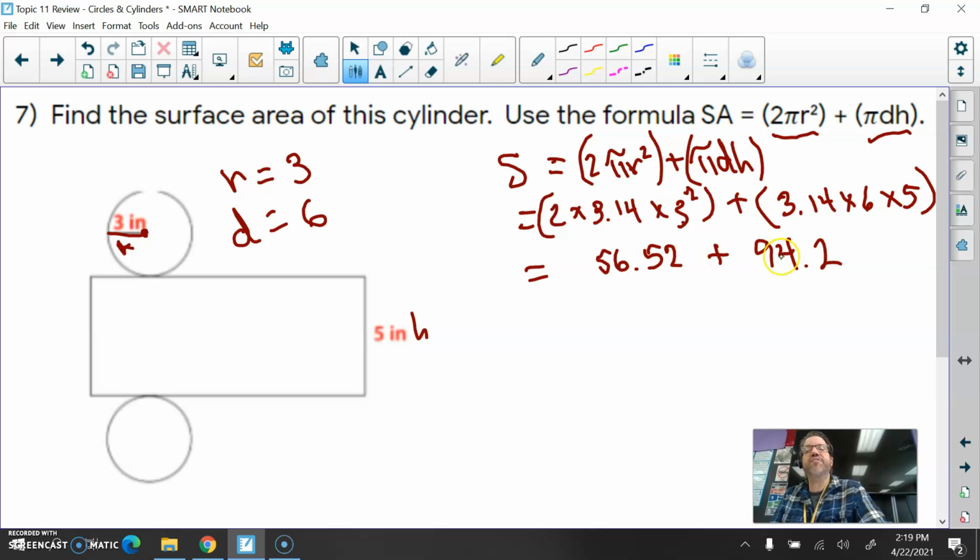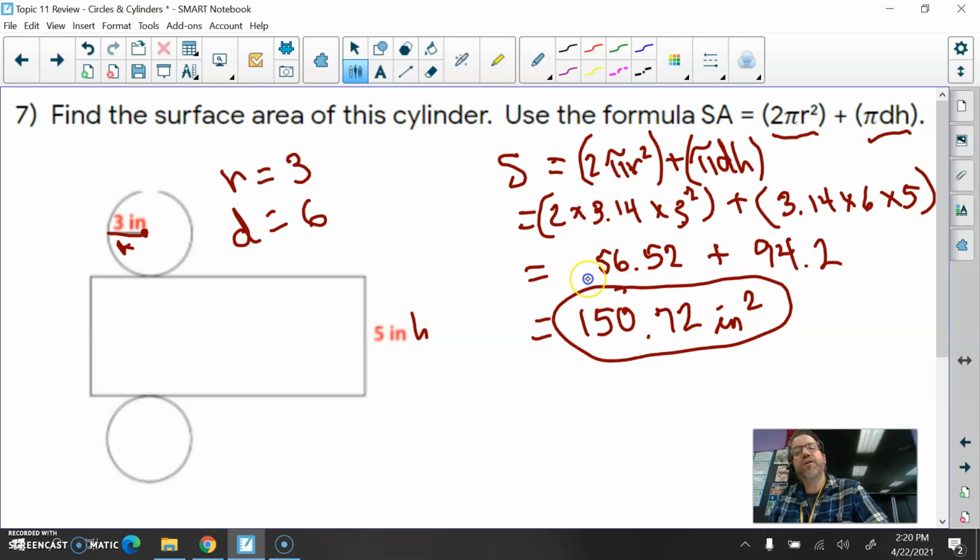And then we just add these together. And so I'll do that here quickly. And when I do that, I get 150.72. Nowhere in the directions does it say to round, so I'm going to leave it as is, 150.72. It is a surface area question. Area is always square units, so we have square inches here for our label. And we are done.